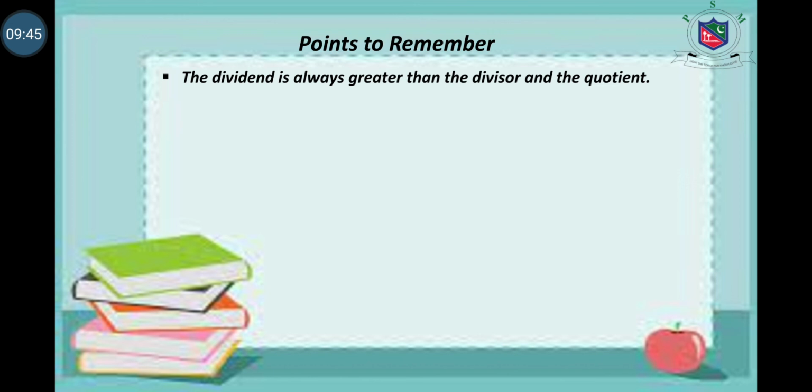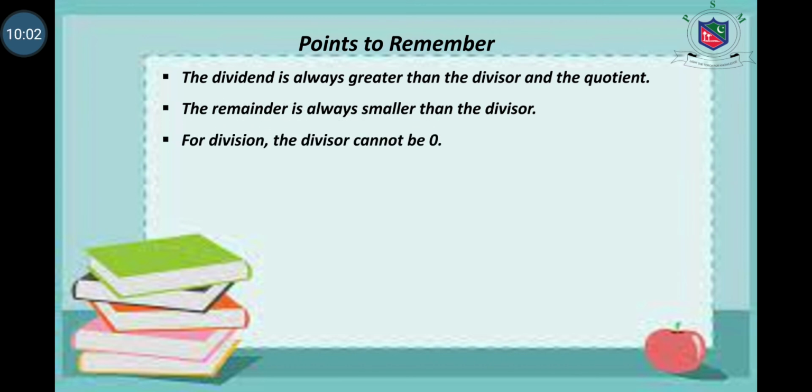Now here are some points that we have to remember always. The dividend is always greater than the divisor and the quotient. The remainder is always smaller than the divisor. For division, the divisor cannot be 0 because we cannot divide any number by 0.